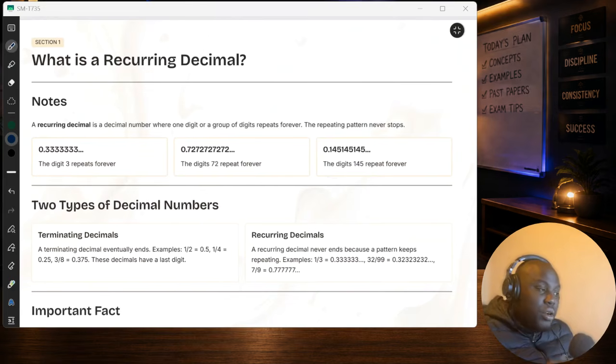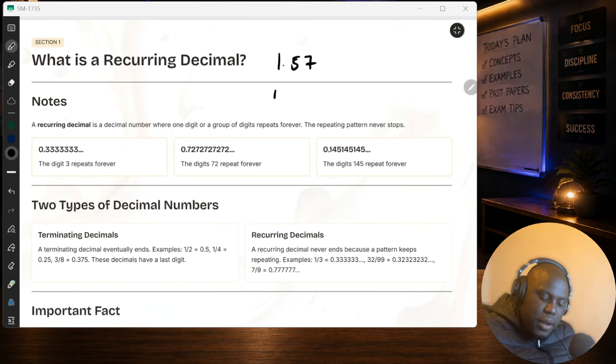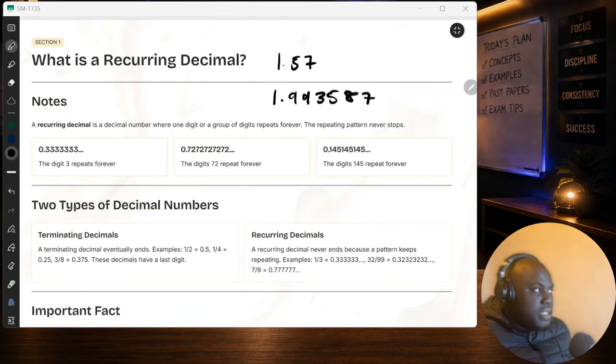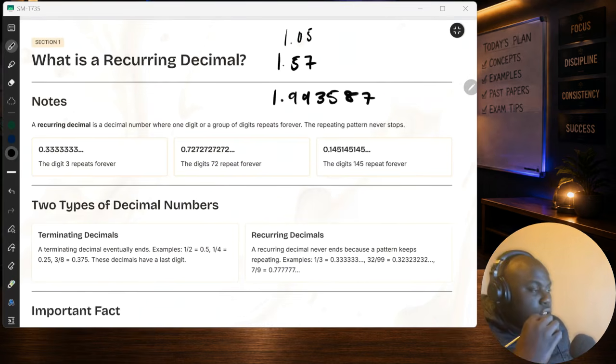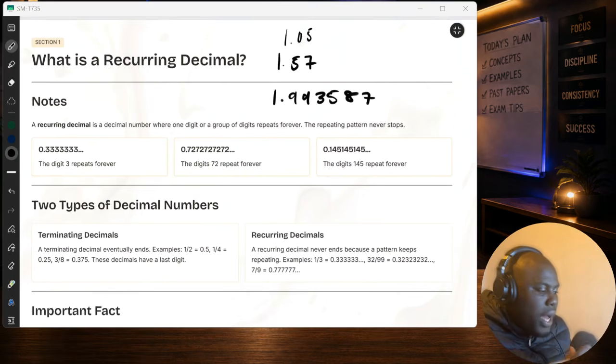A decimal number is a number that has a comma. So you know that, students, a decimal number is a number that has a comma. When we're dealing with decimal numbers in maths, they're going to give us a number with digits after the comma. If it's a decimal number, we expect to see something after the comma. 1.57, this is a decimal number. 1.993586 or 76, whatever, this is a decimal number because it has digits after the comma. Even if you say 1.05 or whatever, as long as we have digits after the comma, we call it a decimal number. Why is it a decimal? Because it has digits after the comma.